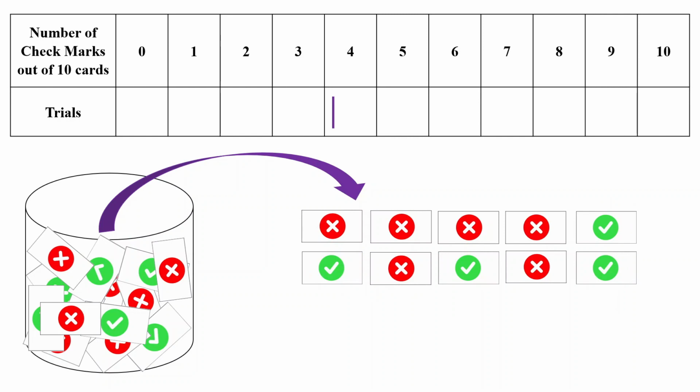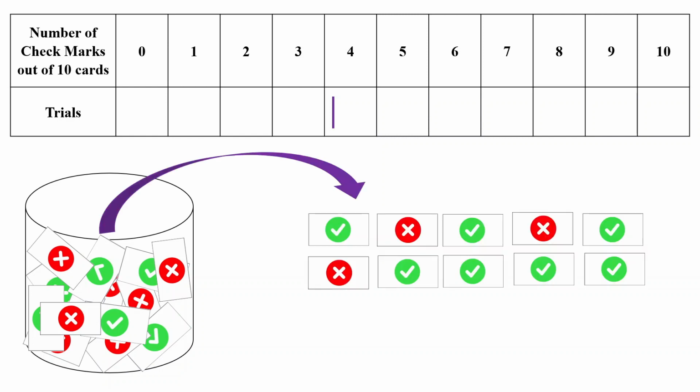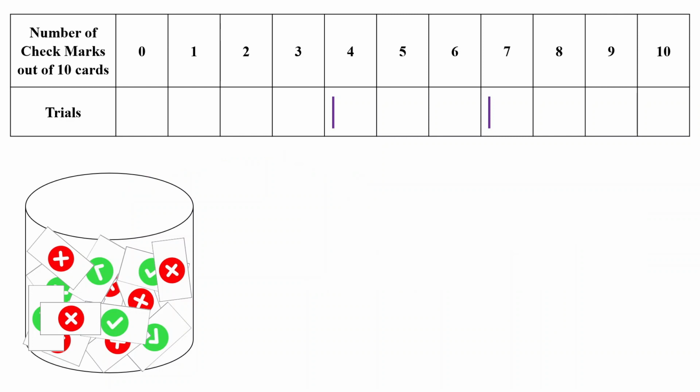Now that I have those 10 cards, I'm going to put them back into my cup and shuffle that well. Now I'm going to do that again. I'm going to repeat. That one tally mark was one trial, and I'm going to do this 20 times. So I'm going to take out 10 more cards and count the number of check marks. Here I have 7 check marks. Then I'm going to put them back in and repeat that.